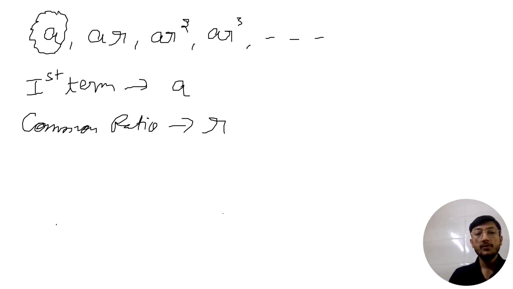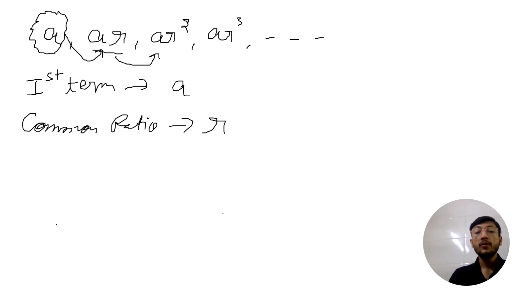So basically, when you divide like that, you get R. A and AR cancel out and R is left. Similarly, if you divide this term by this, only R is left. So it means the common ratio is constant, and that is our R.